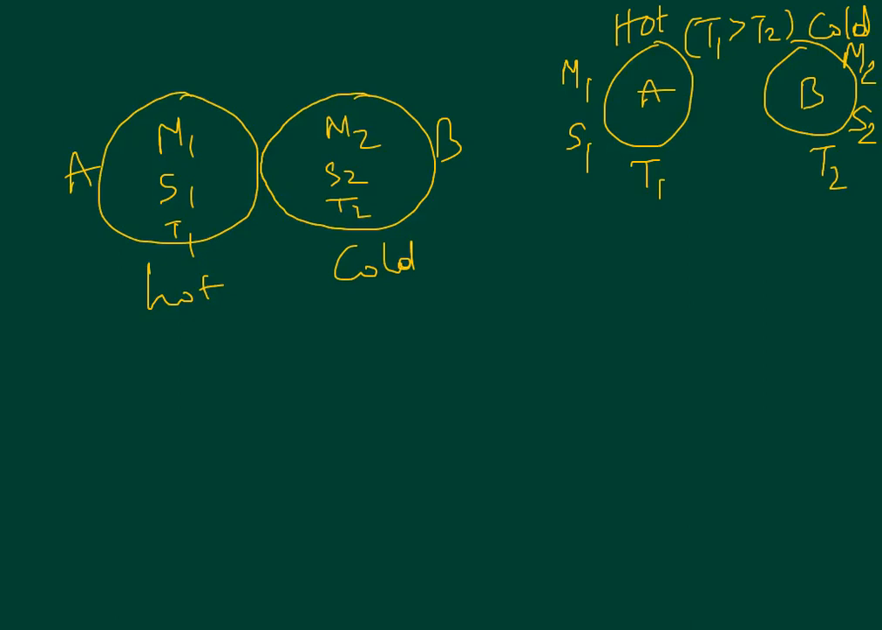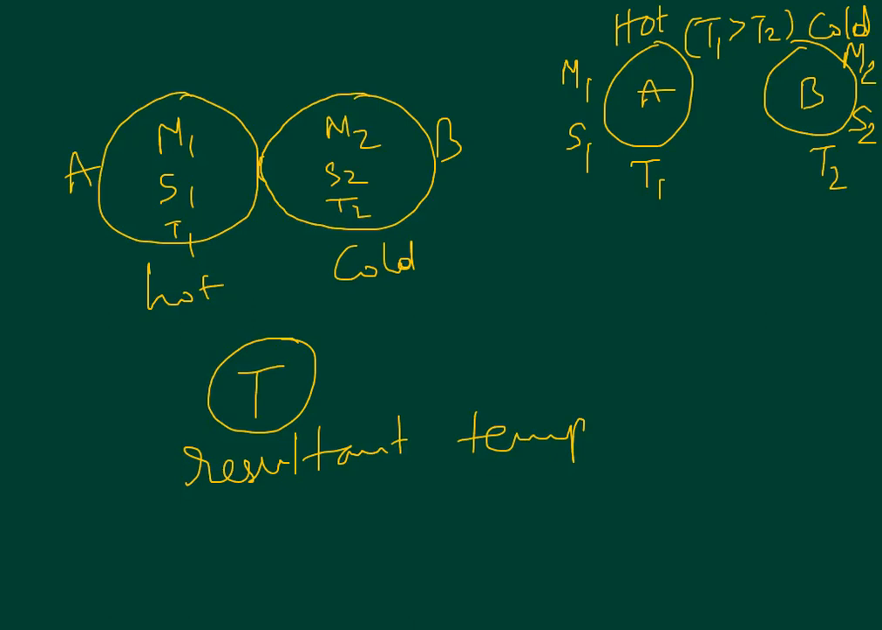Automatically, heat flows from where to where? We know, from the hot body to the cold body, until they acquire the same temperature. Let me call the same temperature they acquire the resultant temperature. Now what will happen is that the first body decreases its temperature from T1 to T, and the cold body temperature increases from T2 to T.